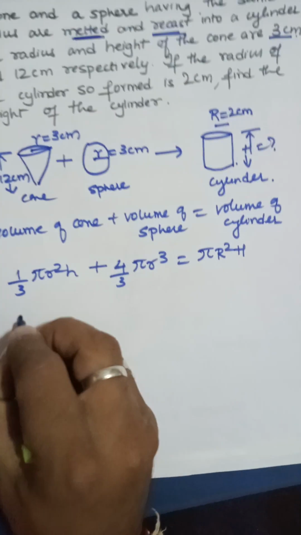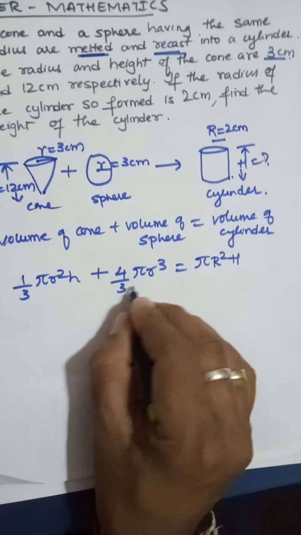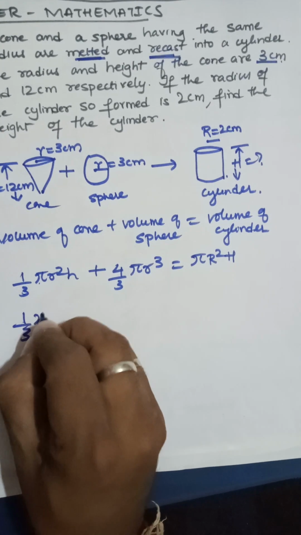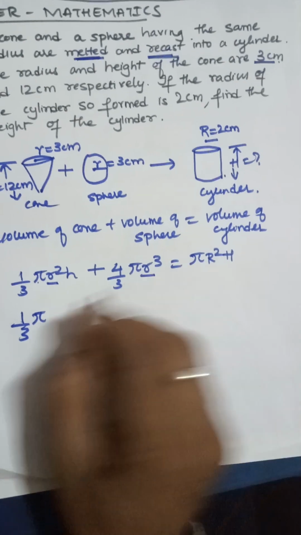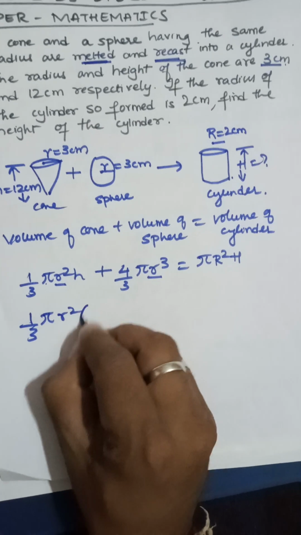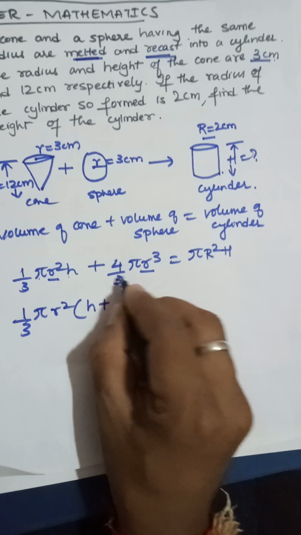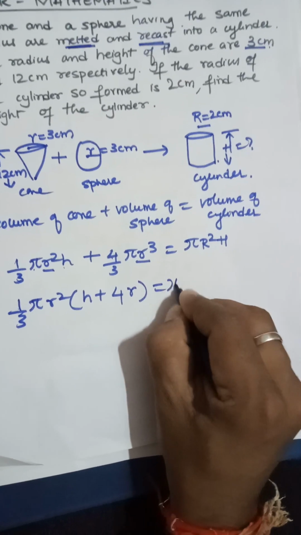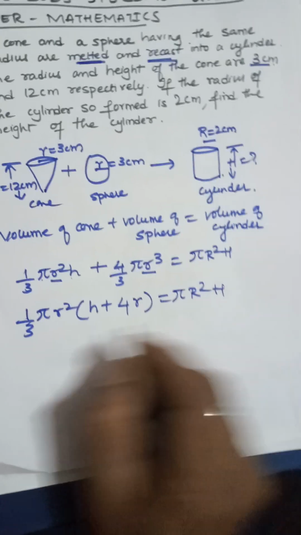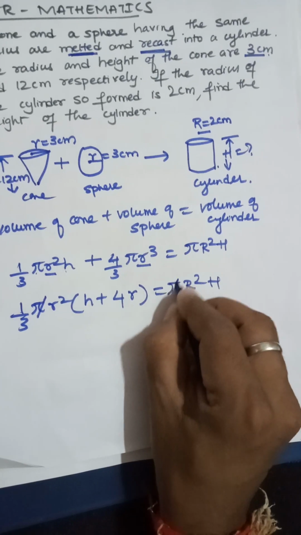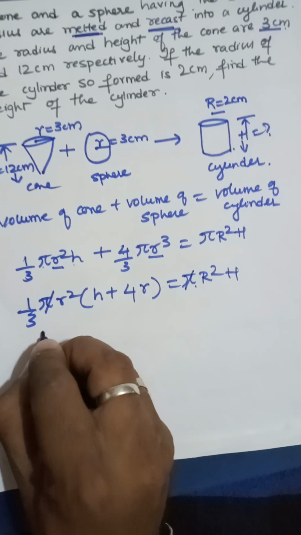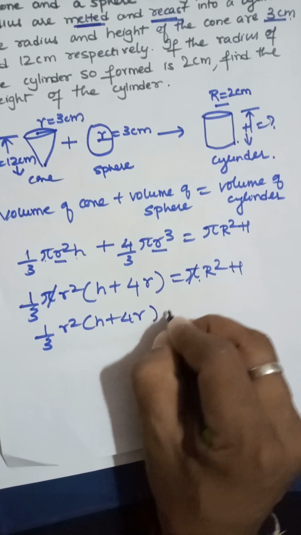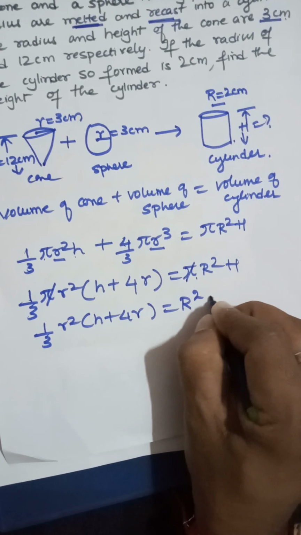So now let us take common from these two terms, and you can see that we can take 1 by 3 pi common. I can even take r square common. If I take r square common, I'll be left with h here, and I'll be left with 4 here, and r here. That is equal to pi R square H. Now I can cancel this pi and this pi. So it becomes 1 by 3 r square into h plus 4r is equal to R square H.